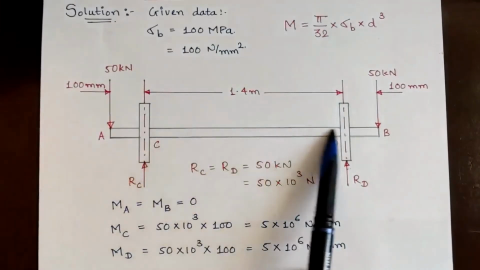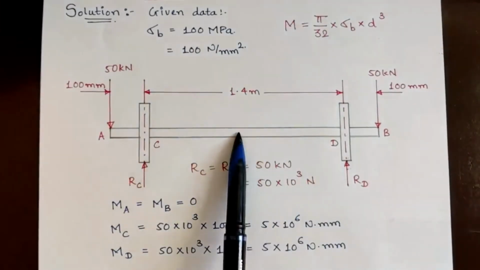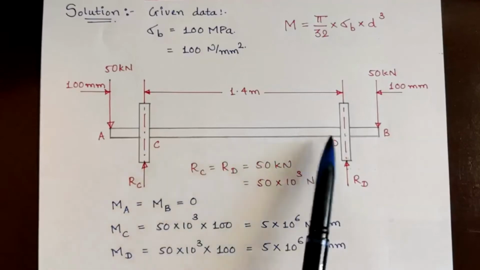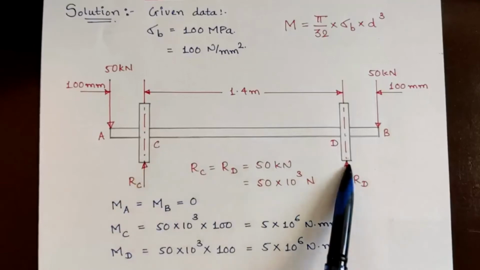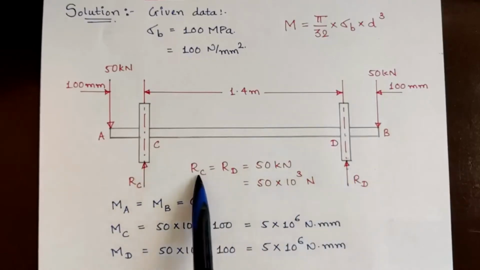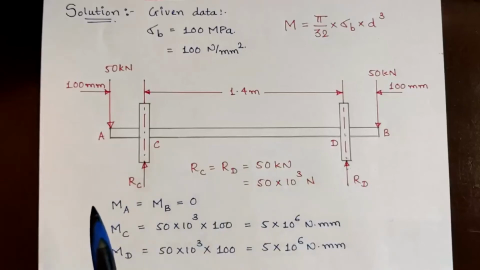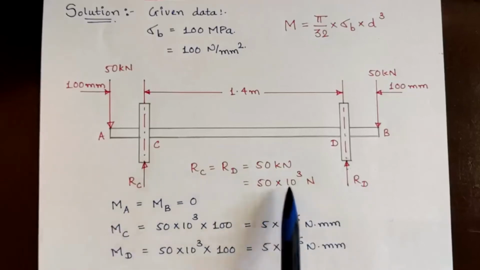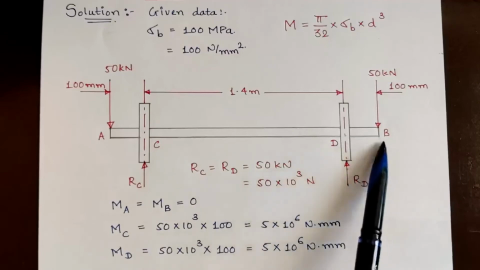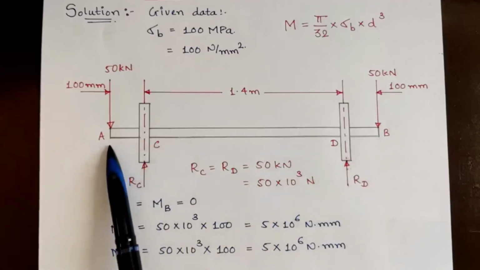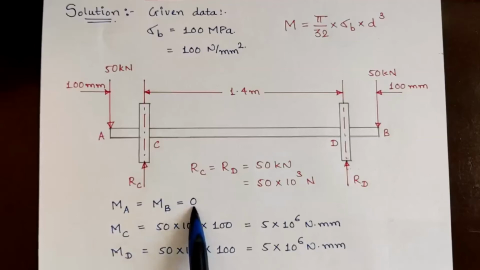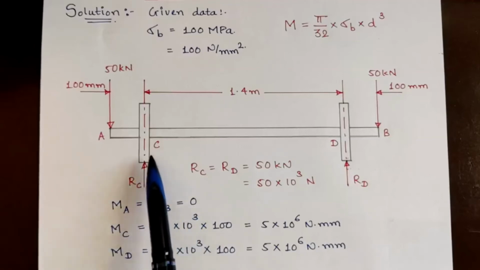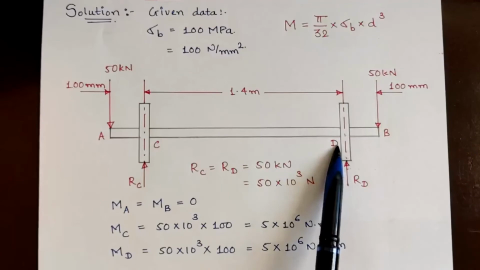Now we have to solve this figure by a support reaction numerical. Obviously here we have symmetric loading, so both the reactions RC and RD will be the same. So RC and RD will be 50 kilonewton, and in terms of Newton it will be 50 into 10 raised to 3. Now at end points we know that bending moment will be 0. So moment at A and moment at B will be 0. It means we have to find out bending moment at only two places, moment at C and moment at D.